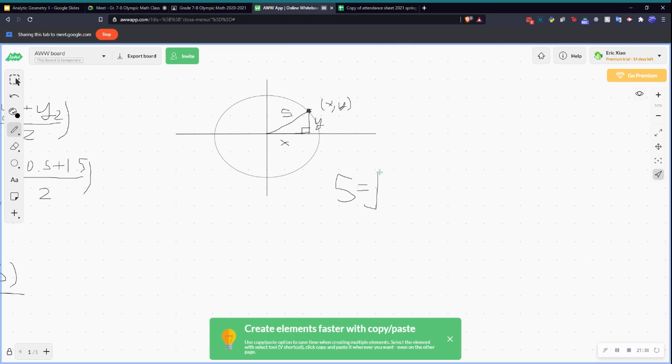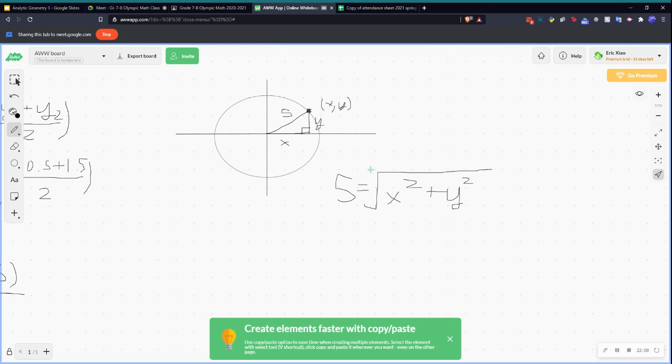So let's use that formula, the distance between 2 points. We have 5 is equal to, in brackets, the difference between the x coordinates. It's just x. Let's also take the difference between the y coordinates. And that's just y, because y minus 0 is just y. So we have 5 is equal to the square root of x squared plus y squared. Okay?